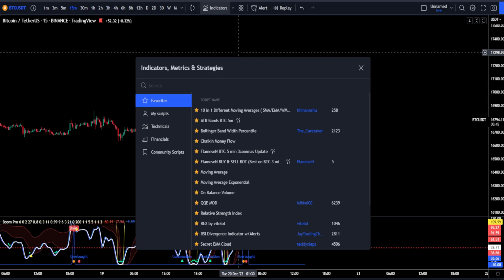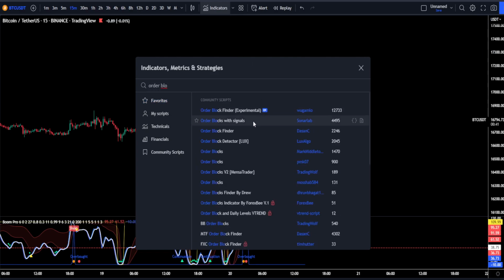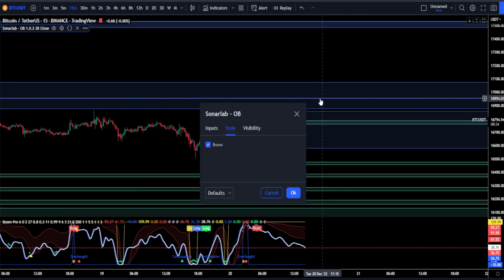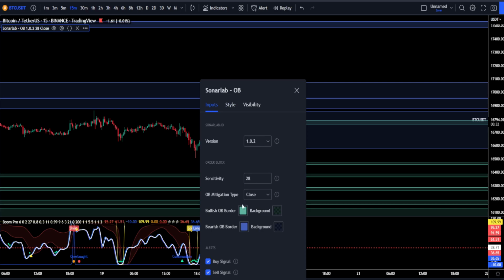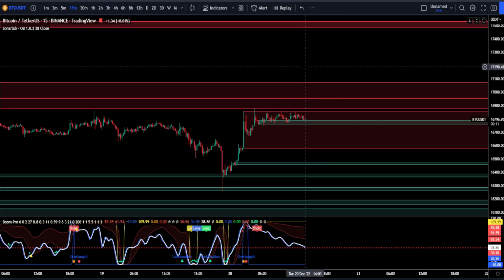For the second indicator, you want to add order blocks with signals by Sonar Lab. Then click on the indicator settings. You can just double click on it, come across to your input section and change your bearish order blocks from blue to red. Okay traders, that is the strategy complete.